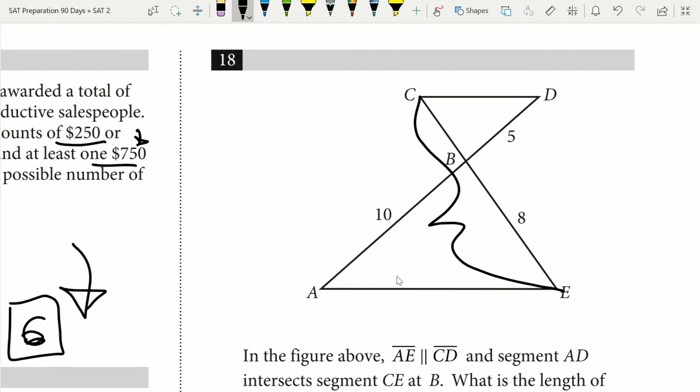I see I've got an 8 here. Okay, what I see is I've got vertical angles right there. I know that this angle here has to be the same measure as this one here. That's because they're parallel lines.